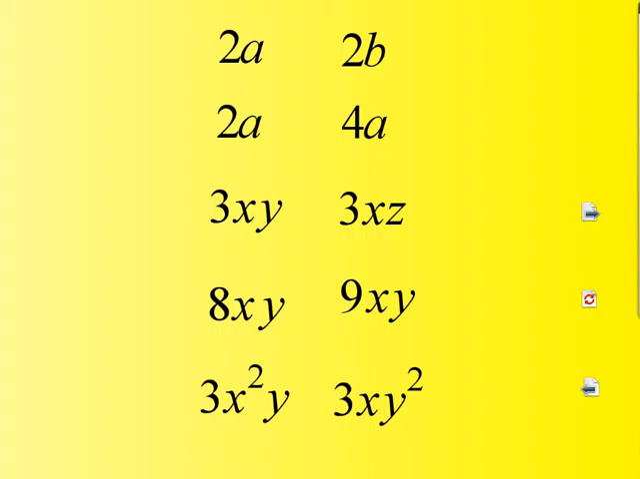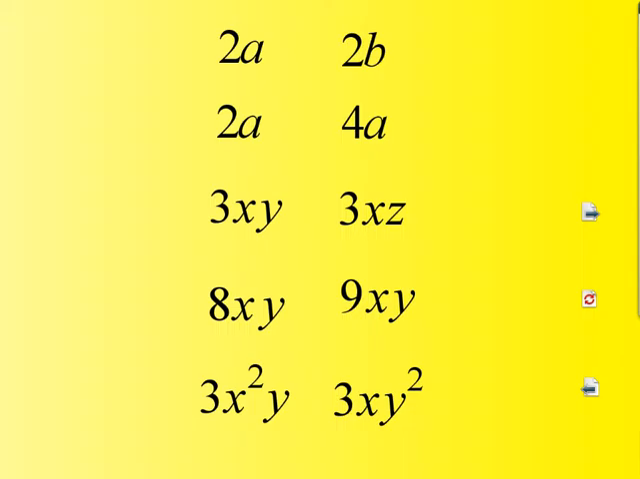When we get to the next one, 8xy and 9xy, yes, they are like terms because xy and xy are identical. And the last one, look carefully, 3x squared y and 3xy squared, they're not like because x squared is not the same as x.